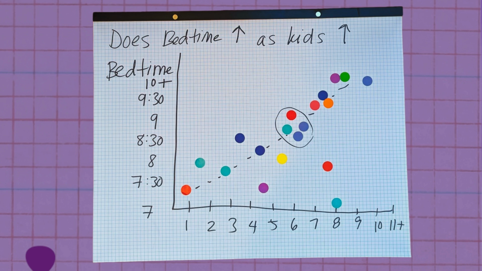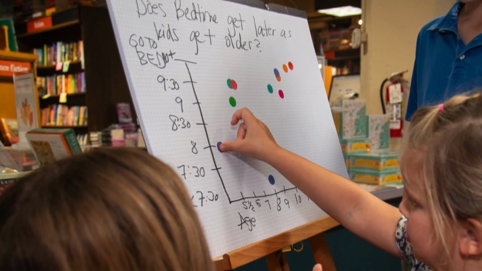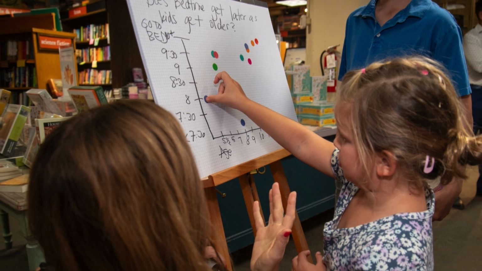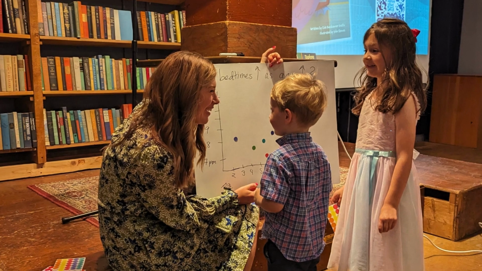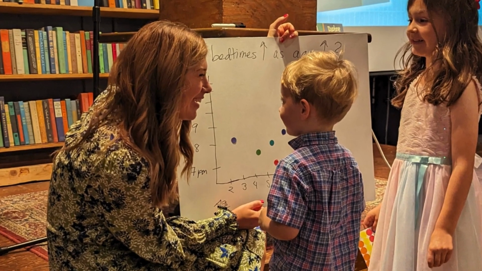Here's another example where we can see more of a pattern going upwards to the right, but still with quite a bit of variation. In this case, there was a group of 6-year-olds all going to bed around 8:30 or 9 o'clock. Kids love this activity because they get to get directly involved and the data is about them and something they care about. I hope you enjoyed.